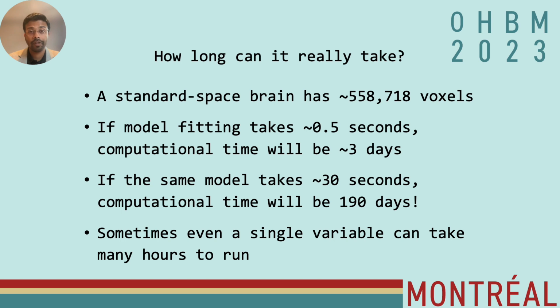Well, you might wonder, how long does it really take? Consider the example of a standard T1 weighted brain, which has about 550,000 or so voxels. If this model fitting for a single voxel takes about half a second, the analysis would take about 3 days to run. And if the same model took about 30 seconds, we'll be talking something like 190 days. And 30 seconds is just a simple linear mixed model. Sometimes fitting these can take several hours.